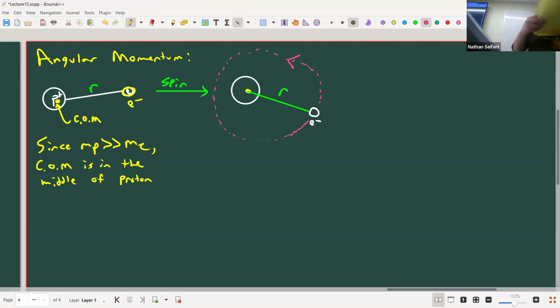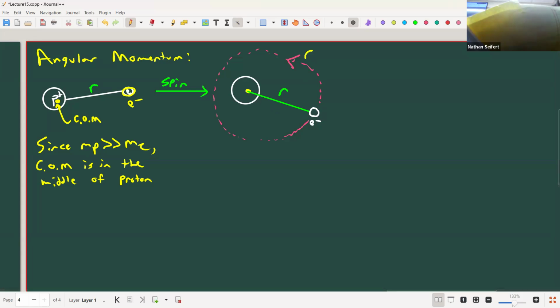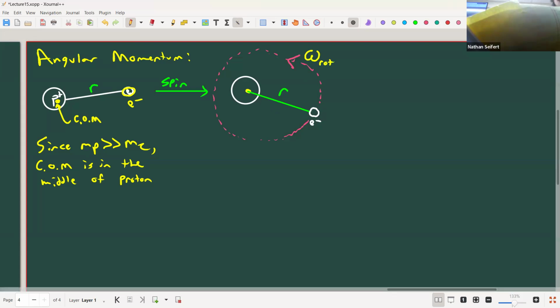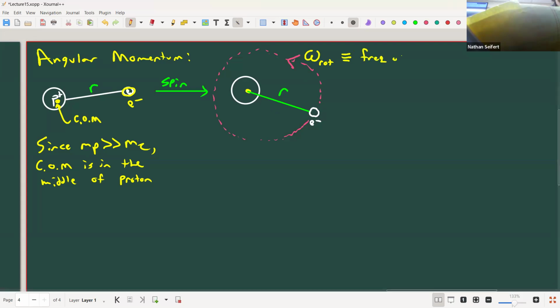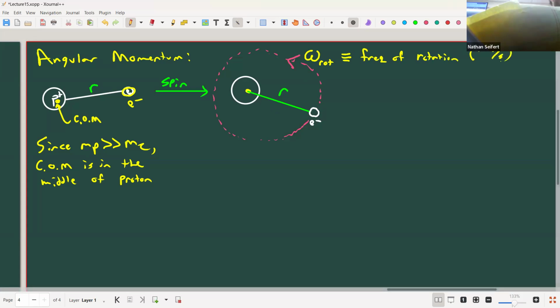And so now we'll ask the question: as this rotates, it's going to have some net momentum. It's also going to have some frequency of rotation. Imagine it rotates at some frequency omega. This is in radians per second. This is the angular frequency.